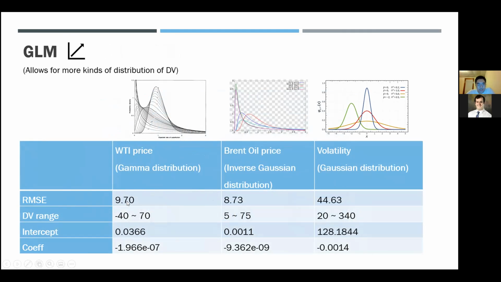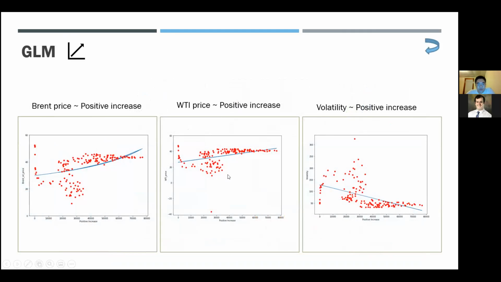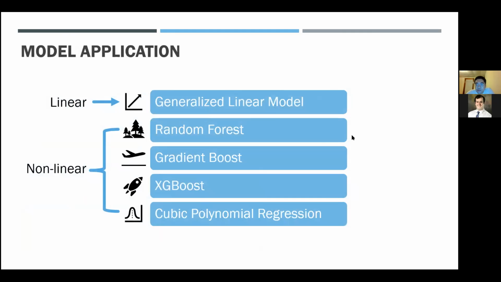And here's the statistics. We can see the RMSE is not so good actually. And have a look at the coefficient. We know the positive increase of COVID-19 is negatively related with those three features. We also made the regression line plots. In the graph, you can see there are serious overfitting problems. So we think GLM is not a good model for this analysis. Okay, go to that overfitting figure, please.